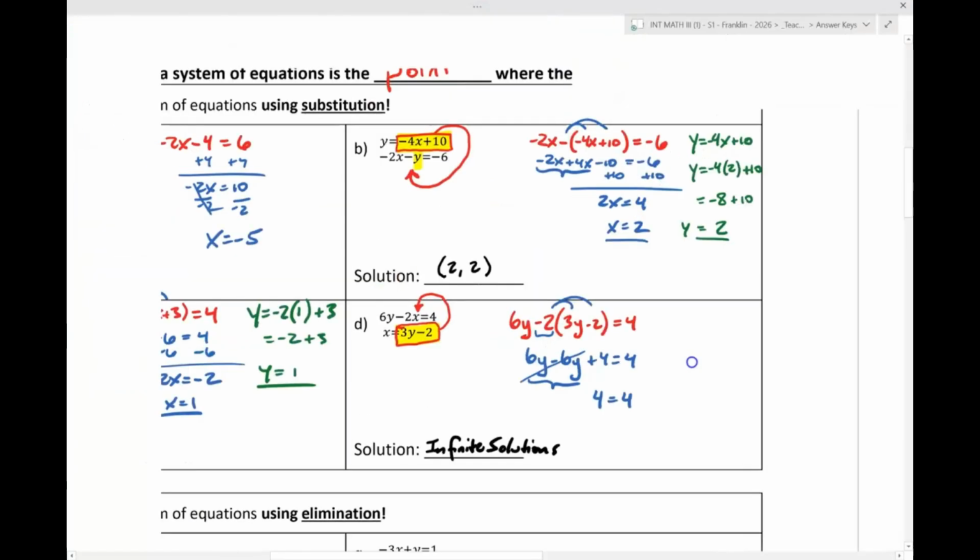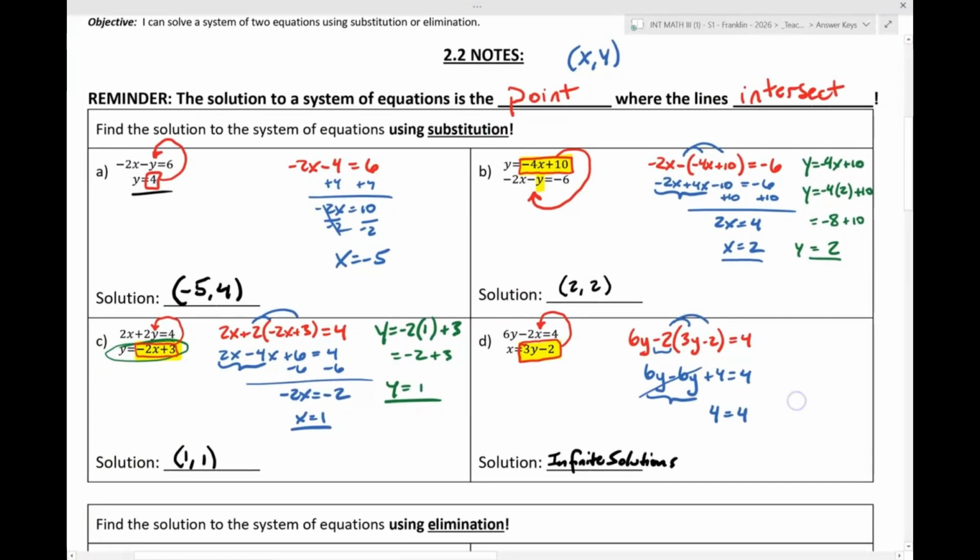Okay, so that's substitution. It's in the name. You have an expression or a number, as we saw in the first one, equal to one of your variables, and then you can just substitute that value into the other equation and solve.